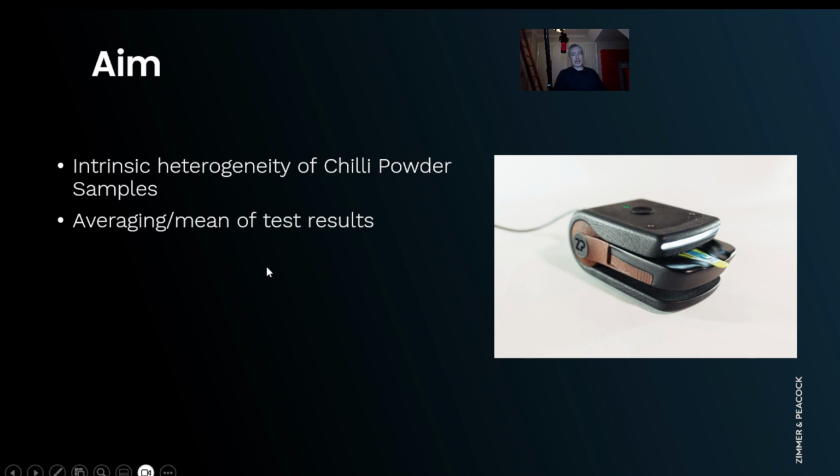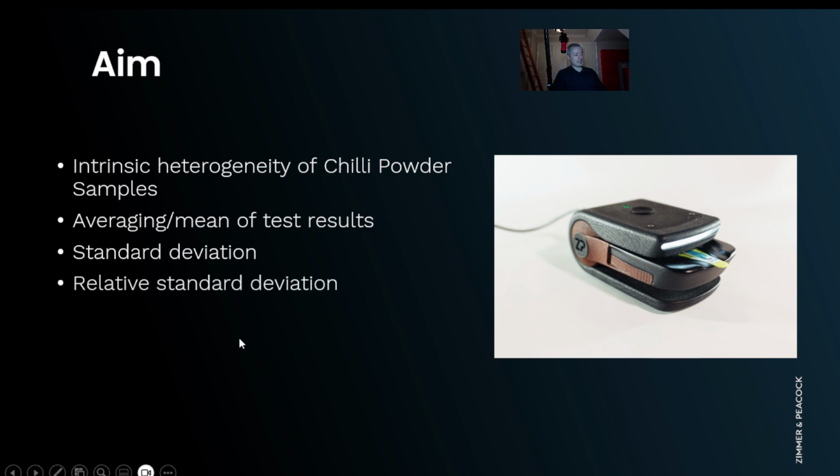I'll also talk about the averaging of test results. If you want to get an accurate global perspective on how hot a chili powder is, you might make several tests and average them out. I'll talk about the standard deviation of test results. If you make something like five tests on a chili powder, standard deviation would answer the question, what's the range of results that you're getting? And I'll talk about the equation behind it. I'll run an equation and also say how easy it is to just do that in Excel.